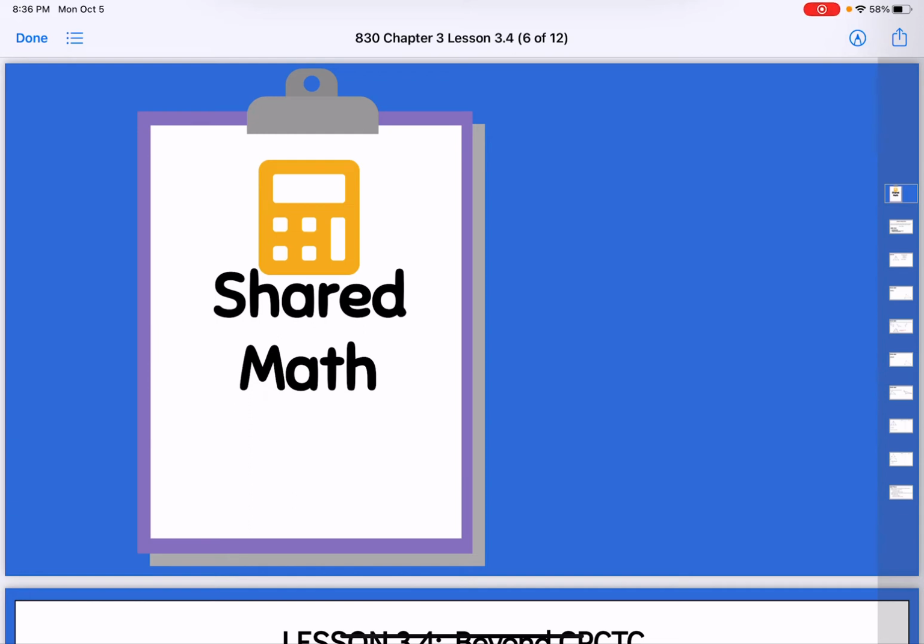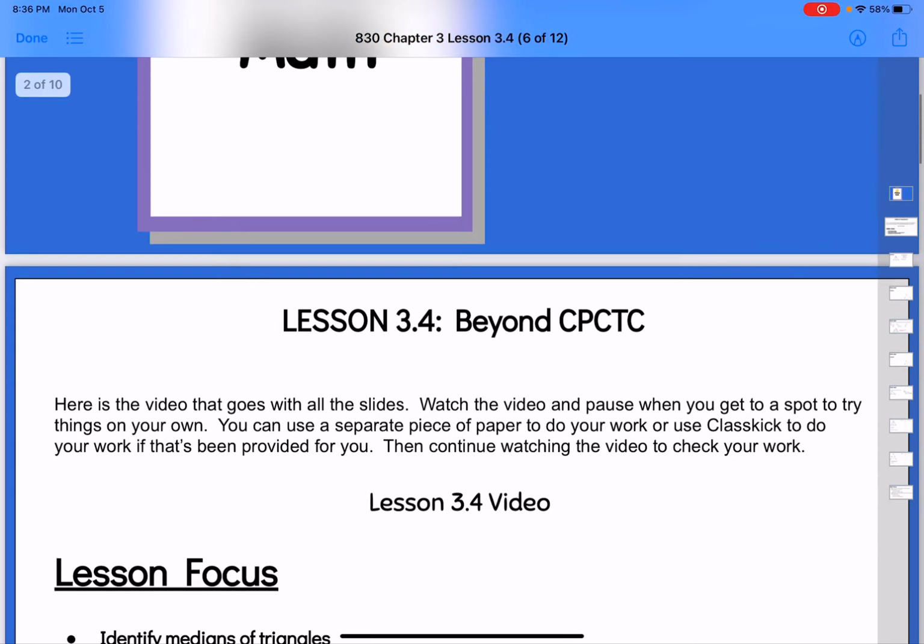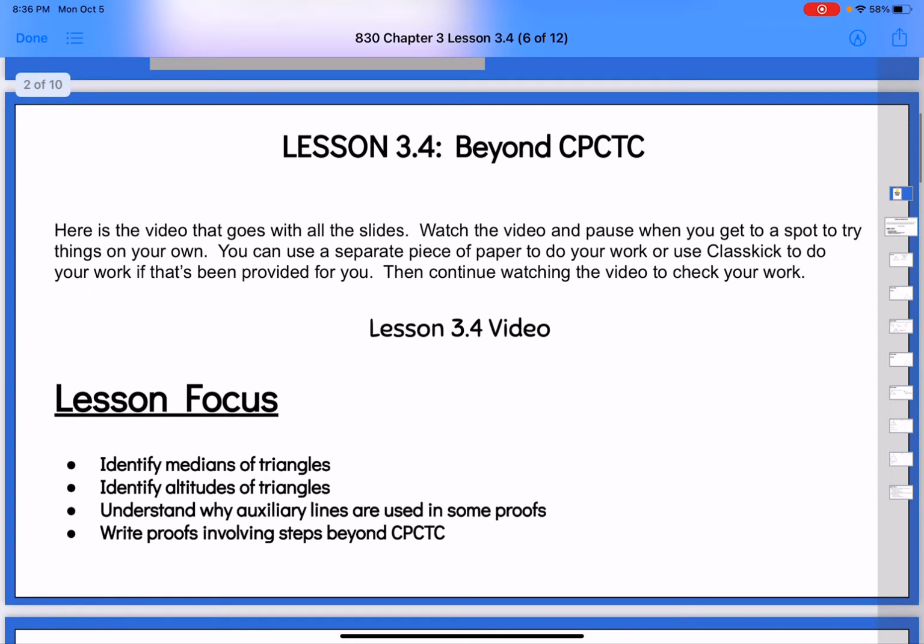All right, our next lesson in chapter 3, we are going to be doing 3.4 today. We're going beyond CPCTC. So we've learned how to prove triangles are congruent. We learned after that we have proven triangles congruent how we can show that all the corresponding parts of those two triangles are congruent. So we can get a lot of great information from congruent triangles.